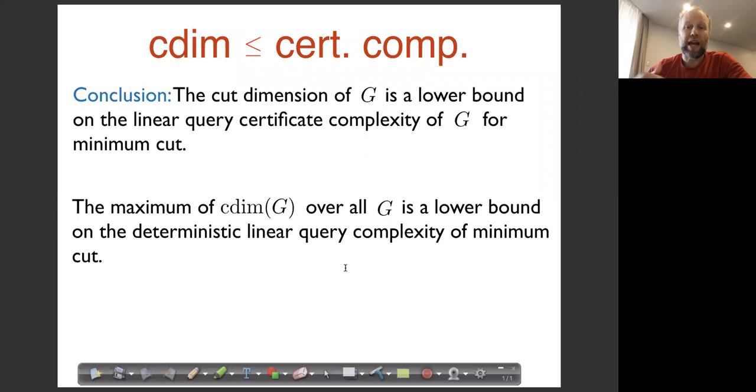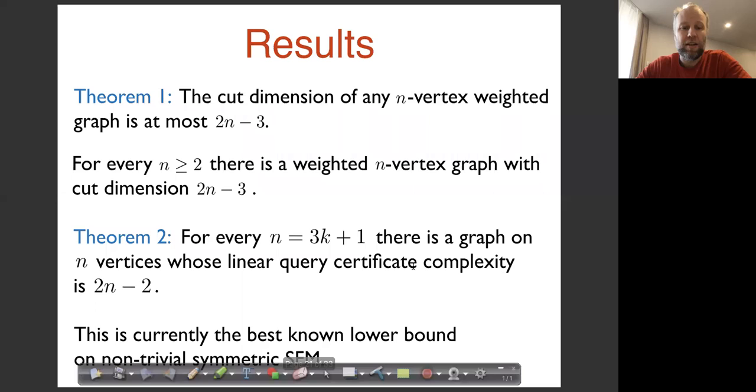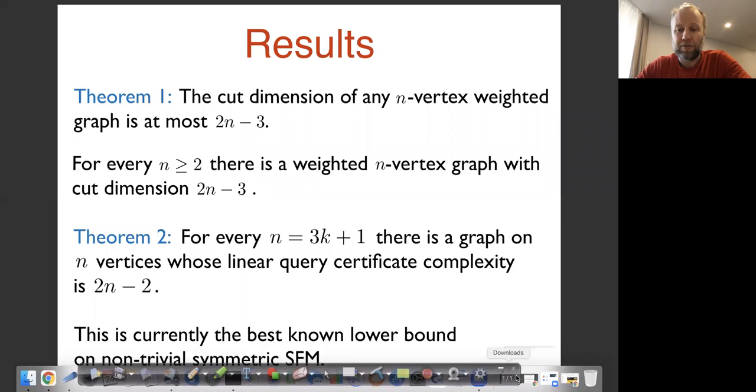Okay, so again, just recapping, I just showed that the cut dimension is a lower bound. The cut dimension of a graph G is a lower bound on the linear query certificate complexity of G. And in particular, if you can actually maximize over all graphs G, the cut dimension of G will be a lower bound on the deterministic linear query complexity of minimum cut. Okay, good. All right, so now let's actually get to our results.